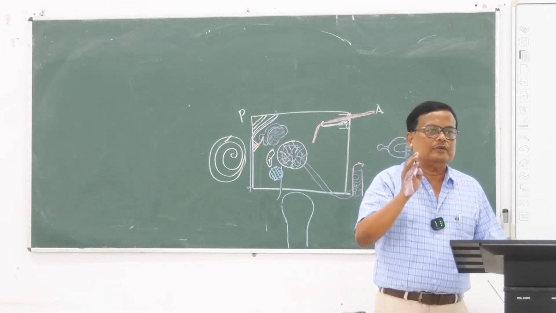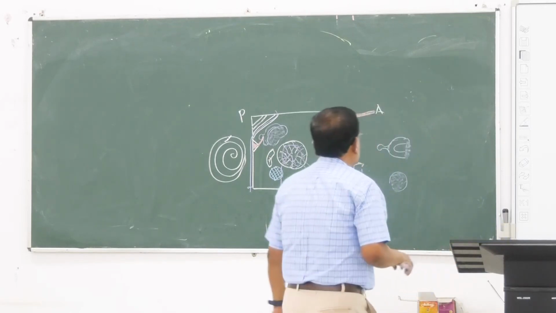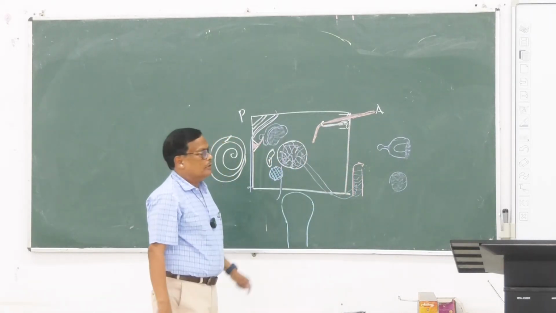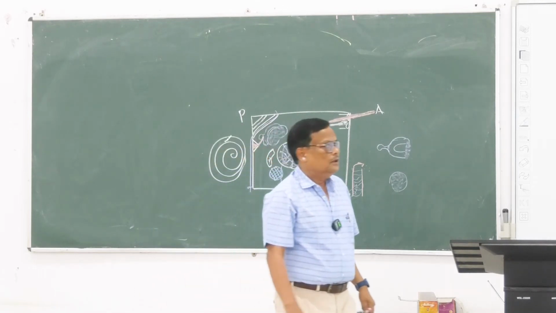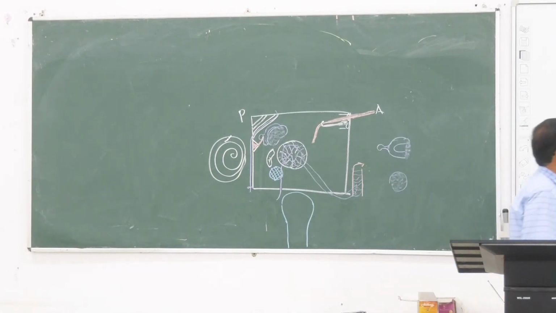There are 3 bones I've already told you: malleus, incus, and stapes. The tensor tympani muscle is supplied by the mandibular nerve. The stapedius muscle is supplied by the facial nerve. So these are the features of the lateral wall.